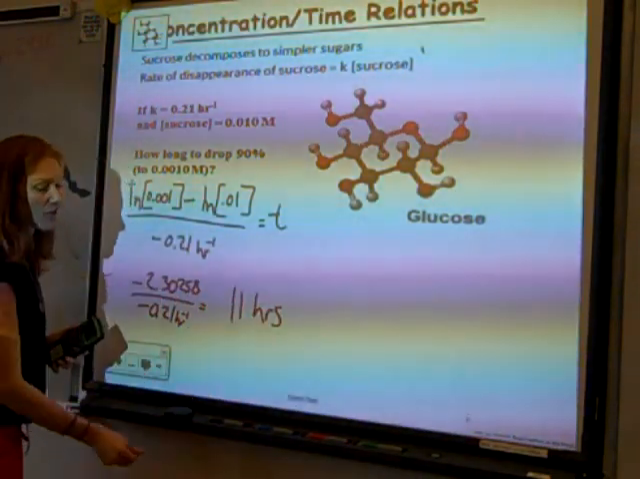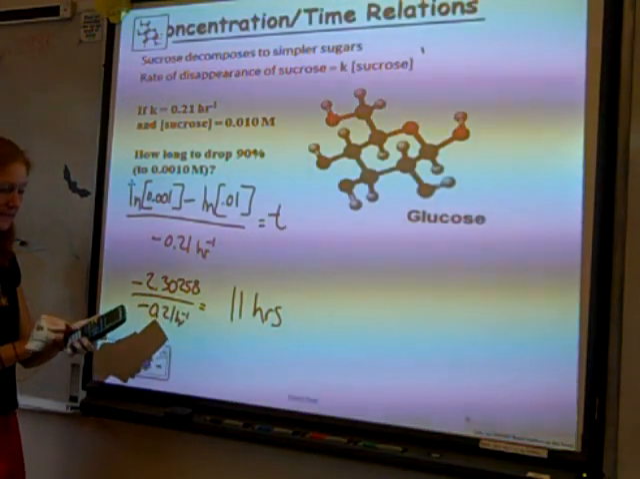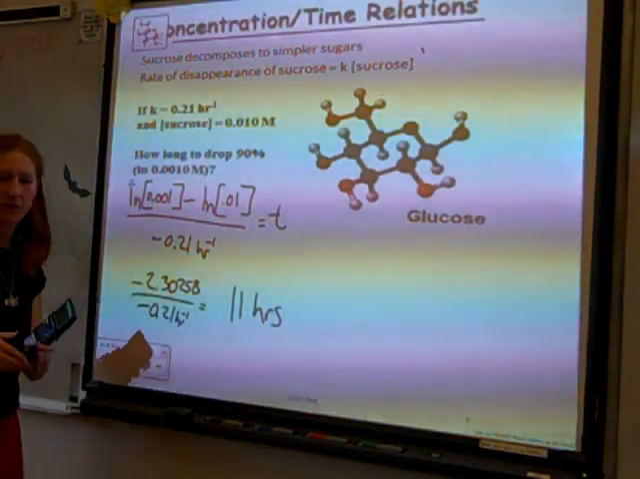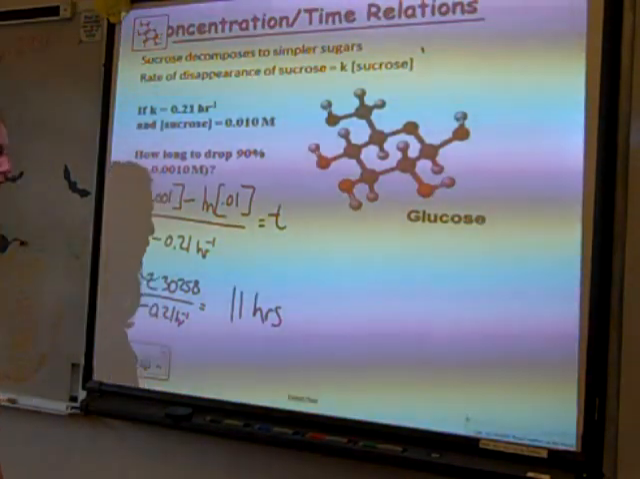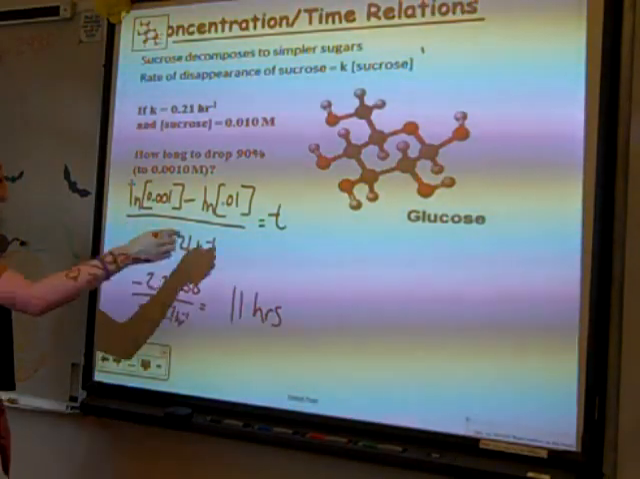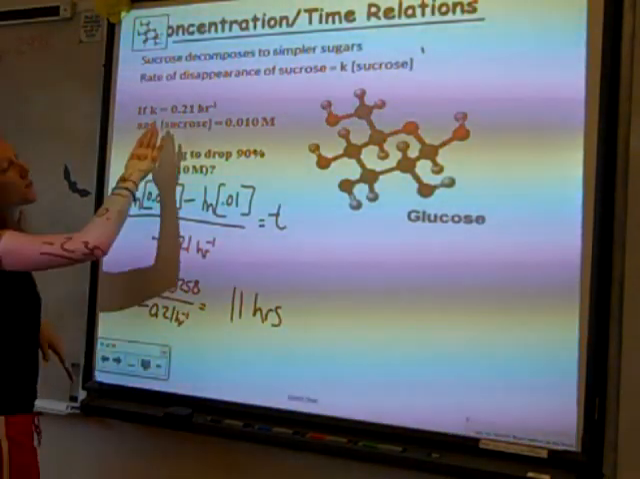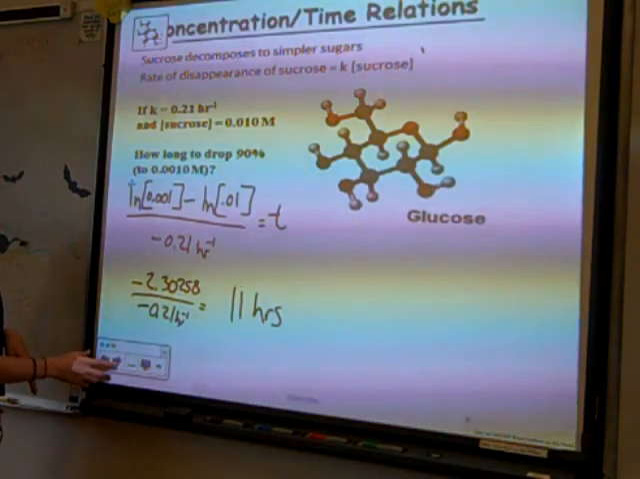So don't worry about the natural log. Literally all you have to do is hit natural log and then whatever you want to take the natural log of and enter. Very easy. Okay, so that means after 11 hours, this would have dropped down to 90% of its original concentration.